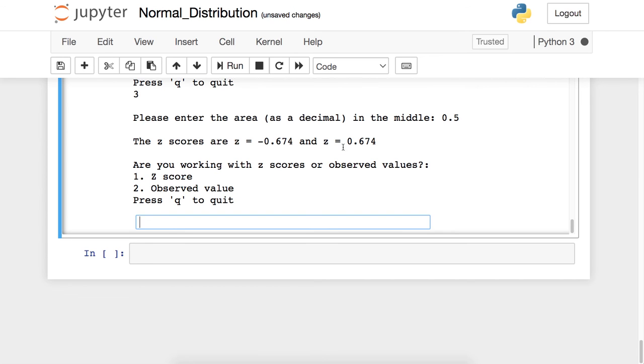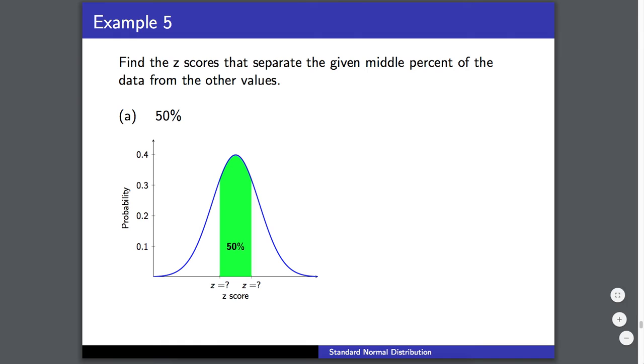And we have z equals negative 0.674 and z equals positive 0.674. Because of the symmetry of the normal distribution, in the middle it'll always be the same value, just with different positive versus negative. So for the middle X% of the data, you will get two values that are opposites of one another. So plus or minus 0.674.